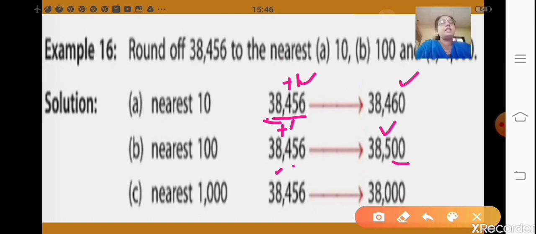Now the same example, if you want to round off the number to the nearest 1000, the number in the thousands place is 8. You will see the number in the hundreds place. Now the number in the hundreds place is 4. That means it is less than 5. So you will not add 1 to the number in the thousands place. You will keep the number as it is, so 8 will remain as it is. For the rest of the places, that is hundreds, tens and ones, you will put 0. So your answer in rounding off the number to the nearest 1000 is 38,000.